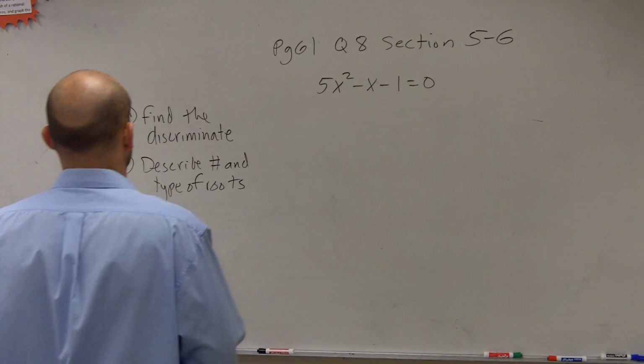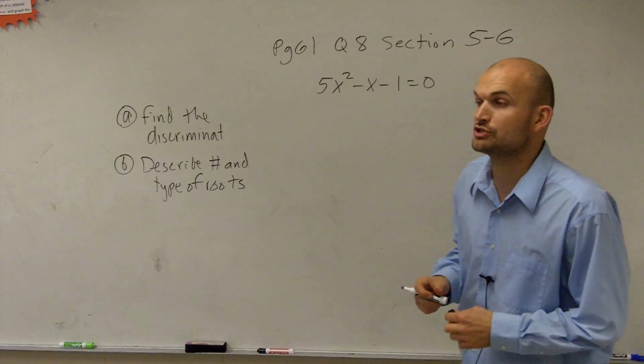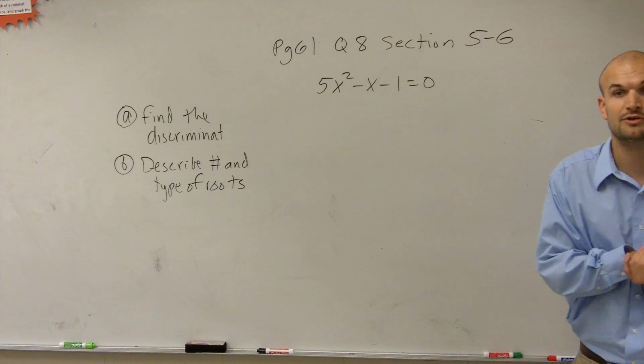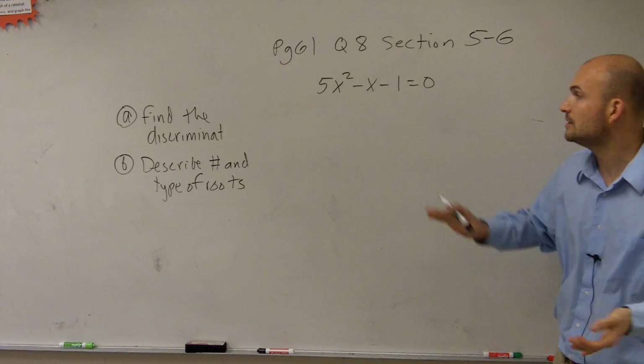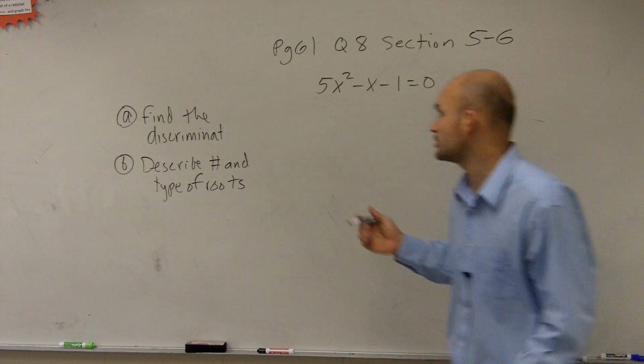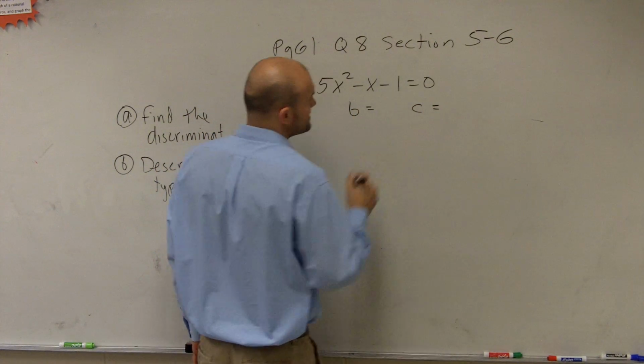OK, so in this problem, what we need to do is first describe the discriminant, and then describe the roots of the discriminant. So the first thing, ladies and gentlemen, is we need to determine what A, B, and C are equal to.